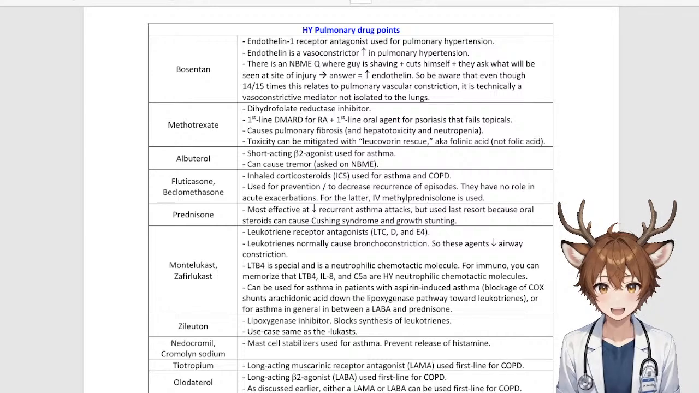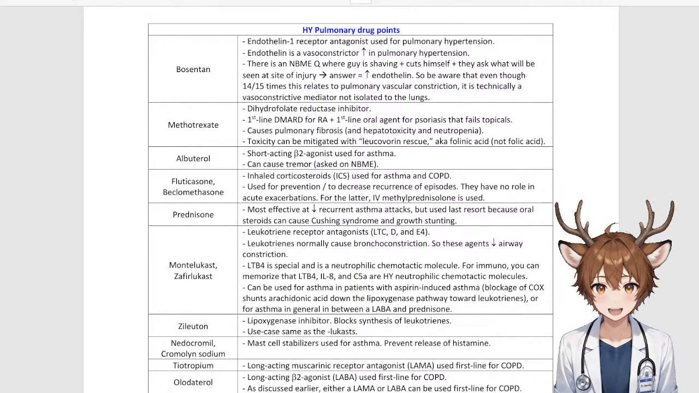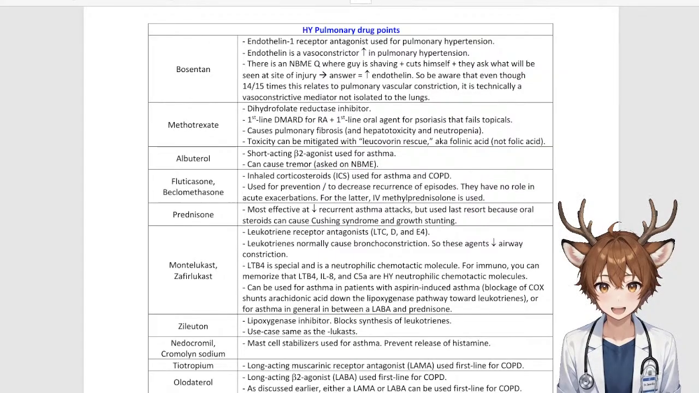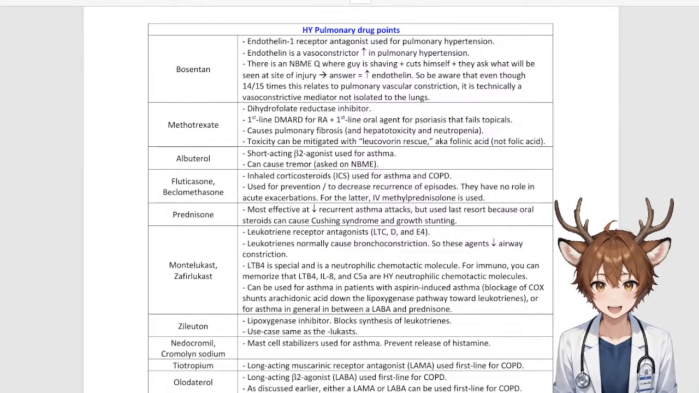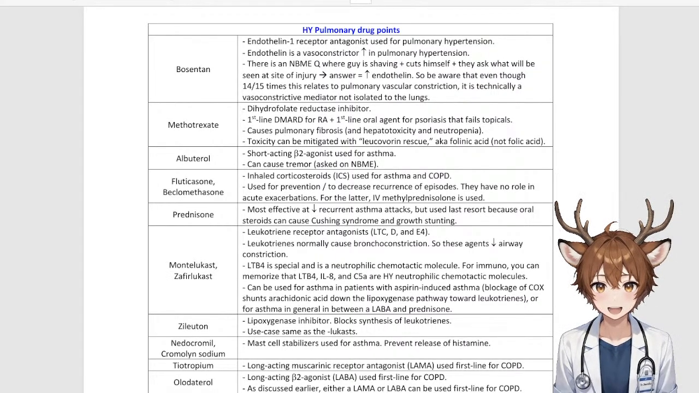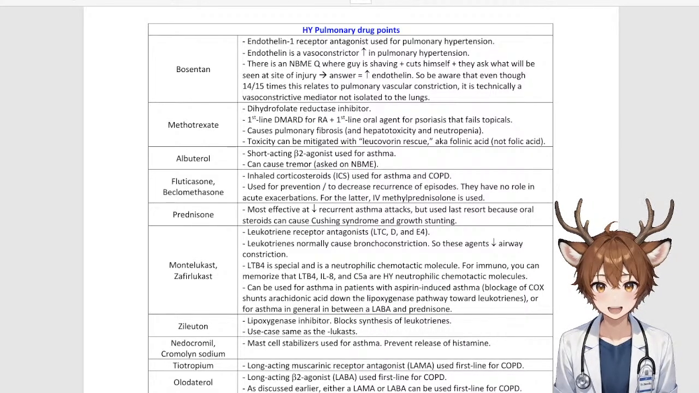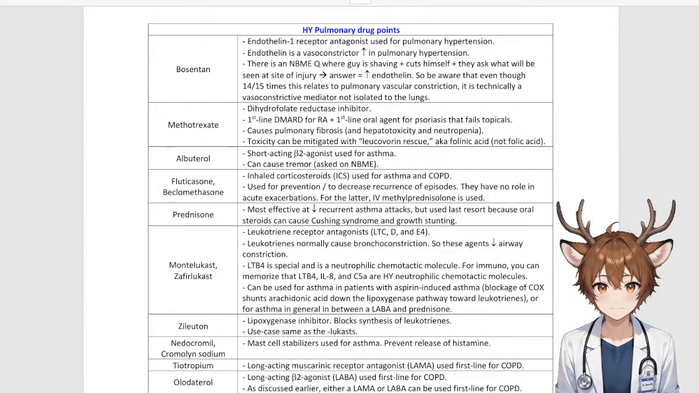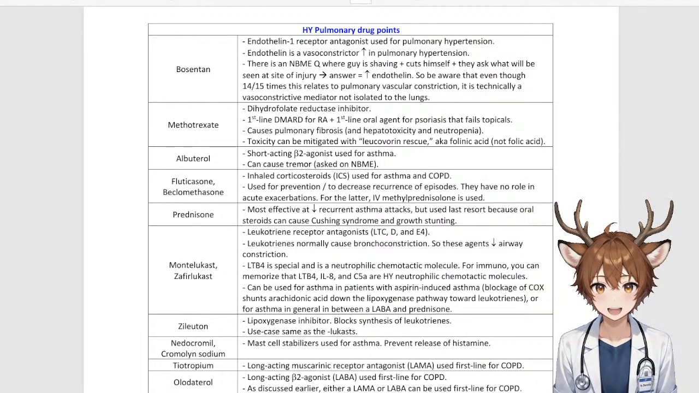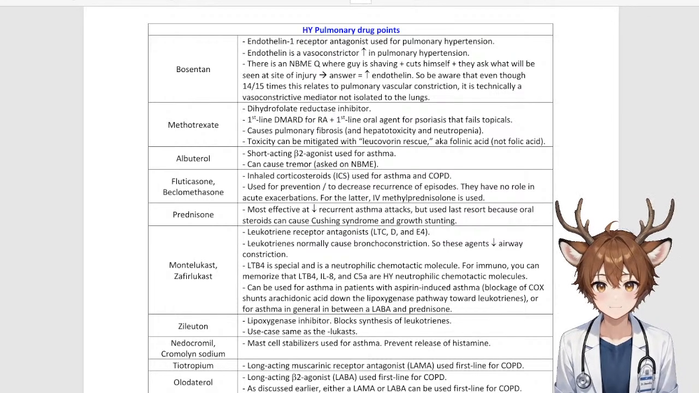Methotrexate, a dihydrofolate reductase inhibitor, is a first-line DMARD for rheumatoid arthritis plus first-line oral agent for psoriasis that fails topicals. It causes pulmonary fibrosis and hepatotoxicity and neutropenia. Toxicity can be mitigated with a leucovorin rescue, aka folinic acid, not folic acid. Folinic acid rescue, leucovorin rescue. Albuterol, a short-acting beta-2 agonist for asthma, can cause tremor, asked on NBME.